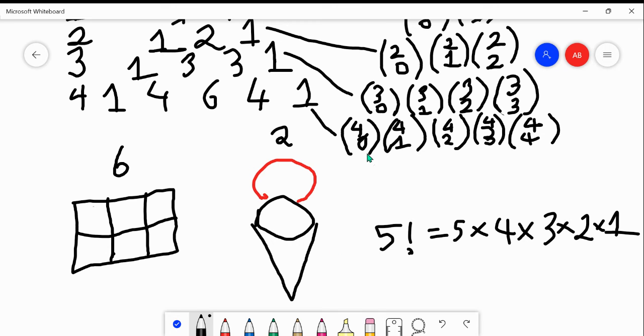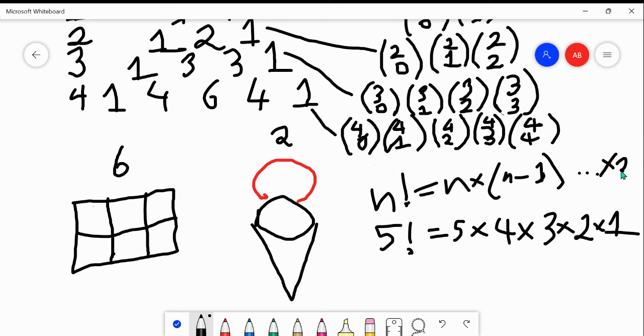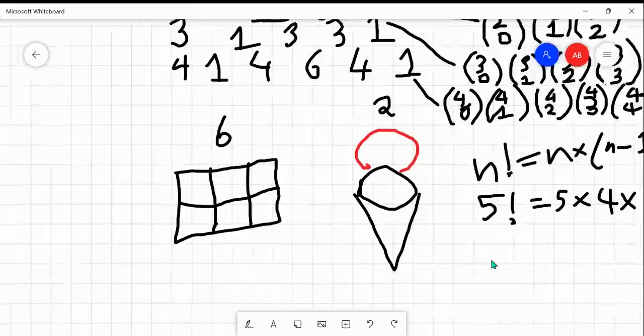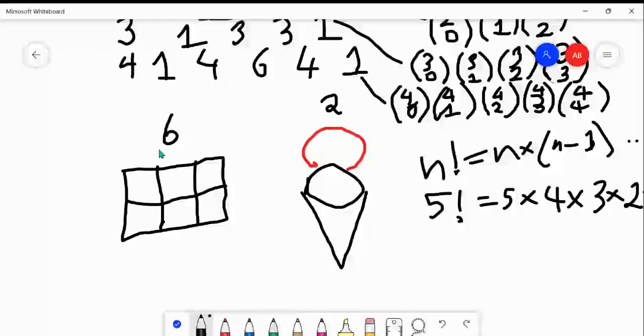So basically, the general factorial is n factorial is equal to n times n minus 1, n minus 2, etc., times 2 times 1 until you reach 1. I just ran out of screen space, no problem. Times 1. Okay, so we've understood factorials now. Back to the ice cream problem. So, can we write it in terms of factorials?